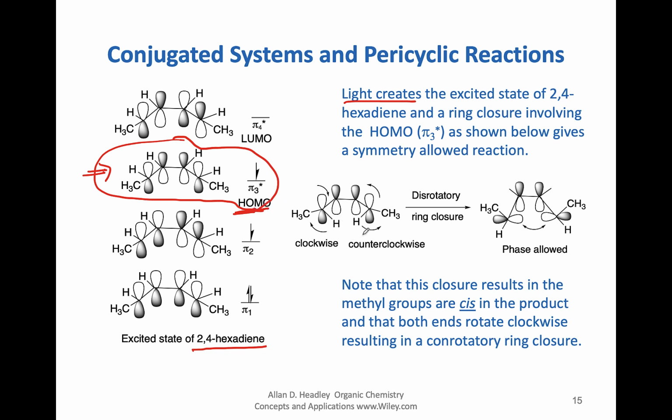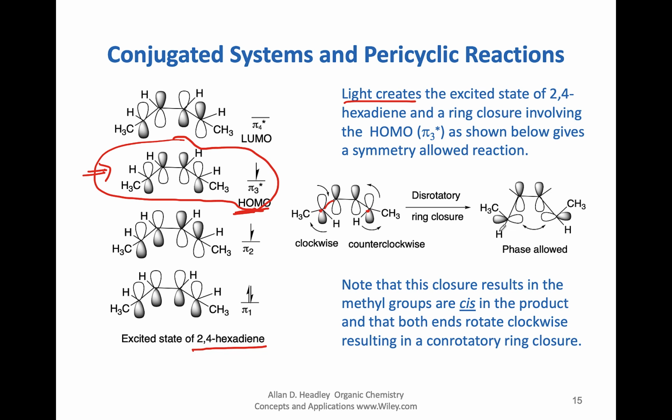I've redrawn it over here. Again, we need to have the phase allowed or symmetry allowed overlap between this carbon and this carbon. To do that, we'll have to rotate this bond here in a clockwise manner. Notice clockwise, in the direction of the clock. So this will come down to here. And this one will be counterclockwise, so that this will come over here. So we have the phase allowed or symmetry allowed overlap.